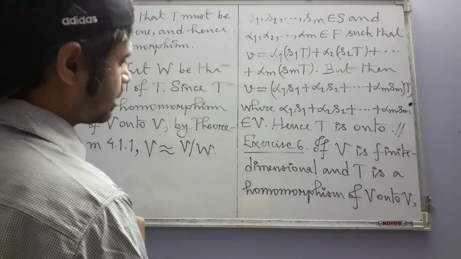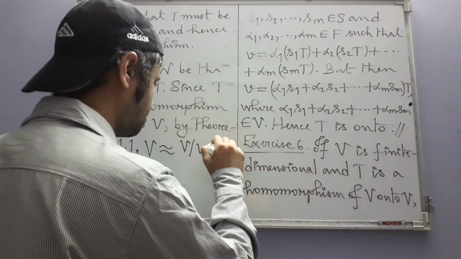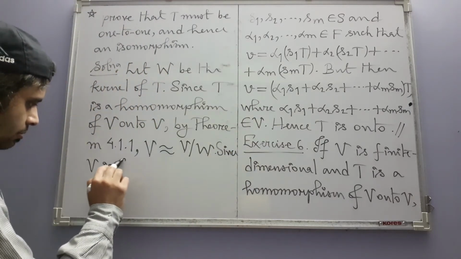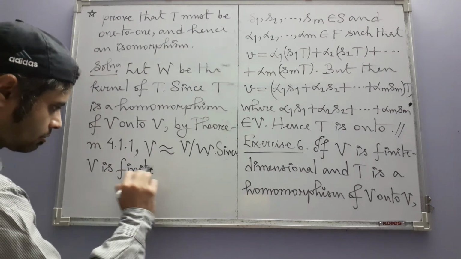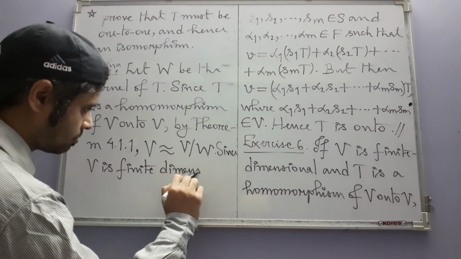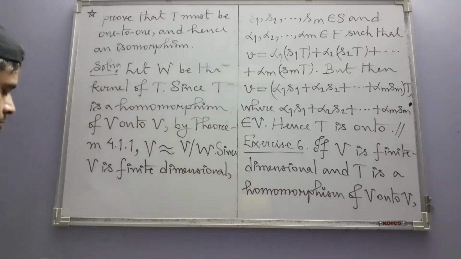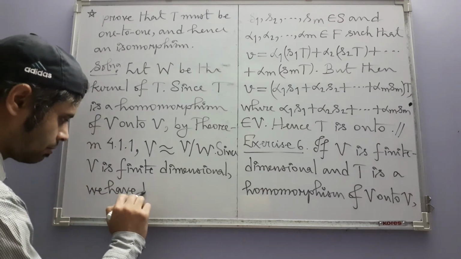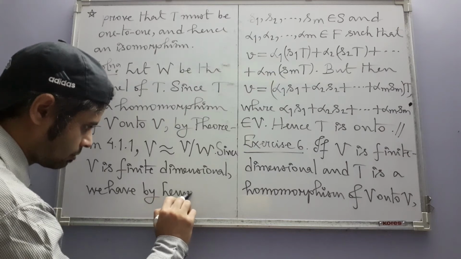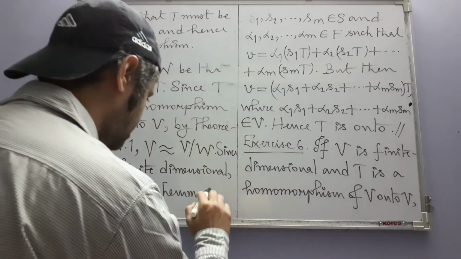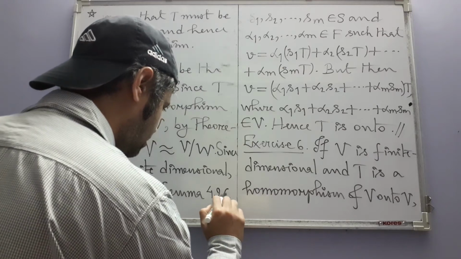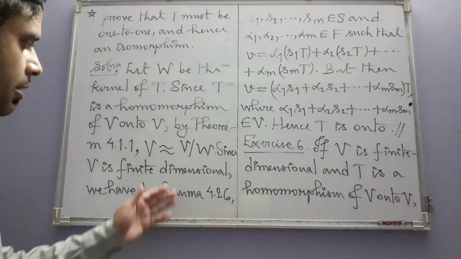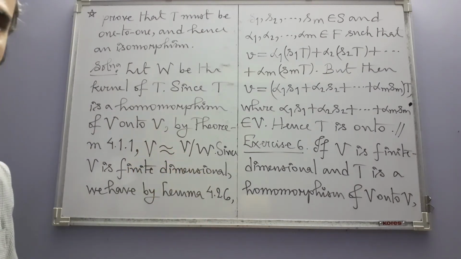But now we impose the fact that V is finite dimensional. Since V is finite dimensional, we have by lemma 4.6. Now this is the lemma where we learn how to calculate the dimension of the quotient space. It equals the dimension of V minus the dimension of W.